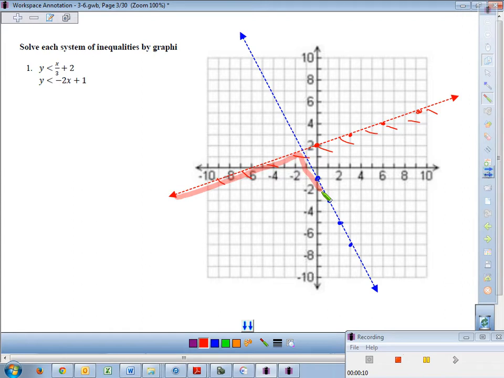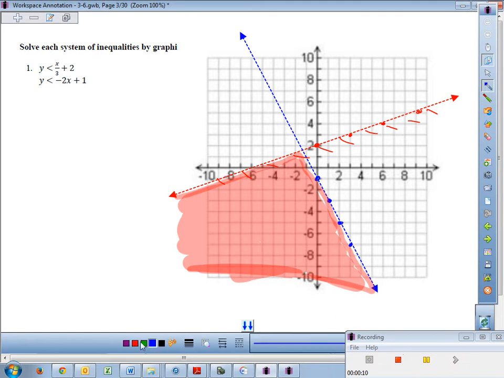Kind of give yourself a nice little boundary, and then take your highlighter, and let's make it fatter, and highlight all of this. This region represents all of the ordered pairs that are solutions to this system, meaning any point in here will satisfy both of those inequalities.